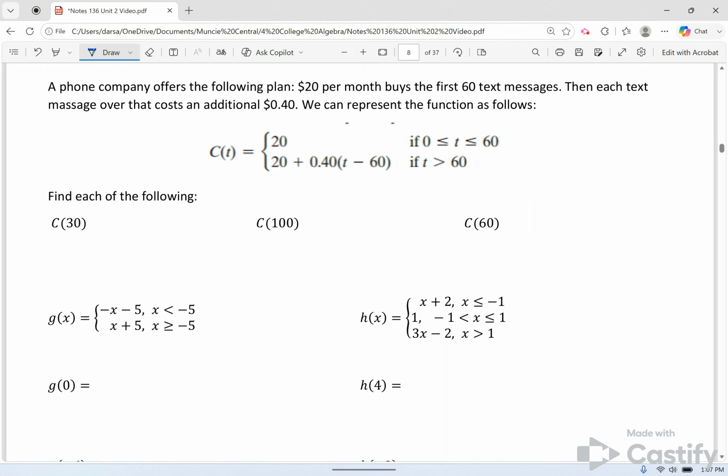So let's look at an example of how we would use this. What if we wanted to find C of 30? Well, you're going to start over here on this side of the equation. 30 is between 0 and 60. So that says I am going to use this equation to answer the question, what is C of 30? So if I only send 30 texts, then I'm going to pay that flat $20.